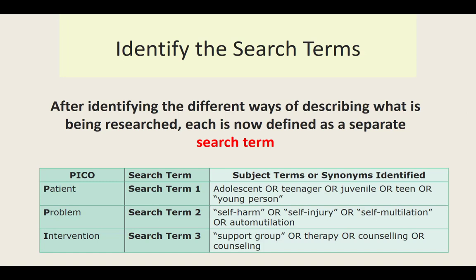And number 3 is the intervention, search term 3, and that's support group as a phrase, or therapy, or counselling. And notice there the 2 spellings of counselling are described, the British and the American. And you can also see there how OR has been introduced to deal with synonyms.